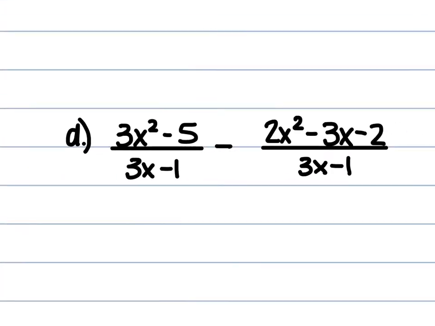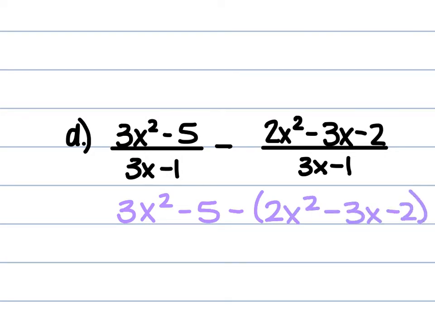For D, we have 3x squared minus 5 over 3x minus 1 minus 2x squared minus 3x minus 2 over 3x minus 1. We have like denominators, so the only thing we have to do is combine those numerators. So we're going to have 3x squared minus 5 minus, put parentheses around the second numerator, 2x squared minus 3x minus 2, close parentheses, all over the 3x minus 1.